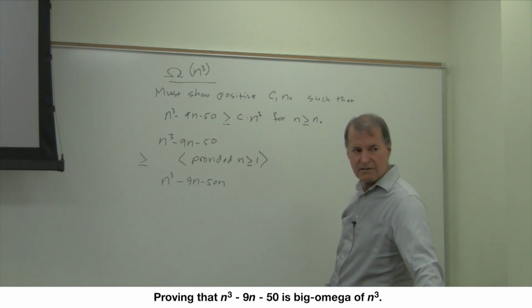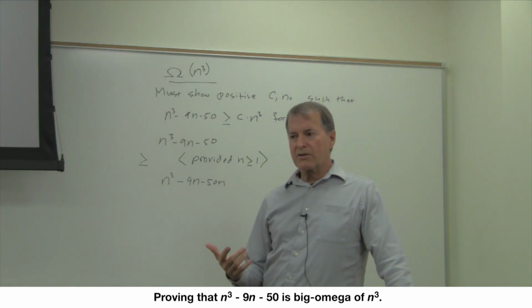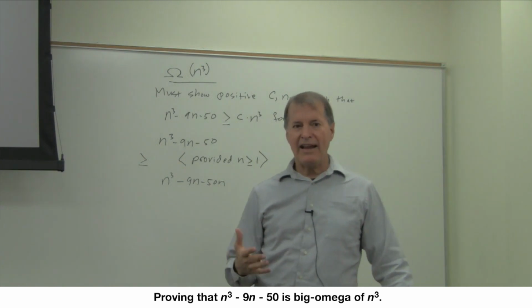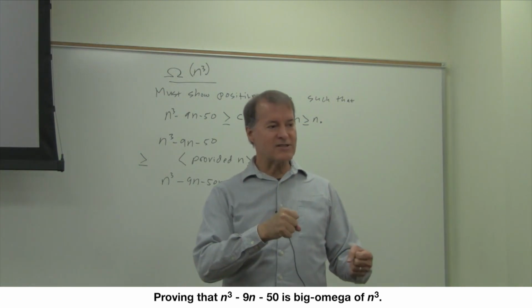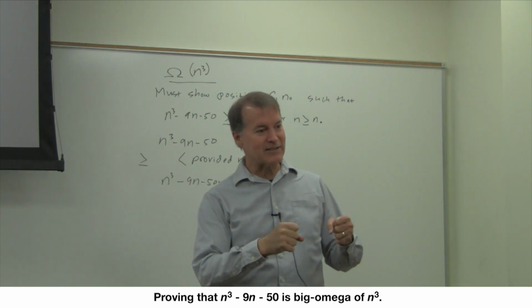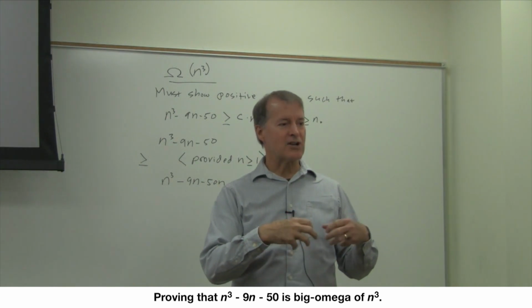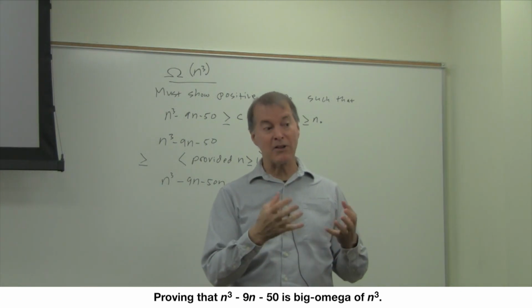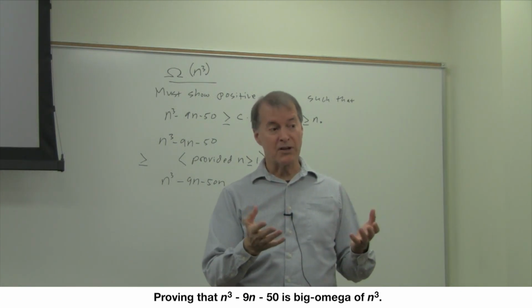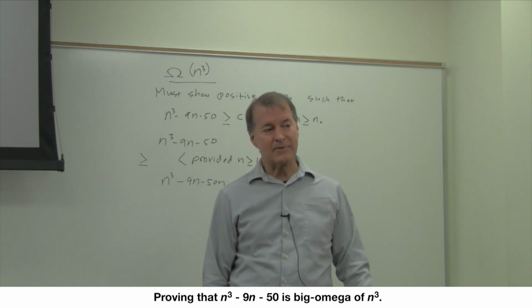How do you pick what you're going to make C? That's a good question. The question was, how do you know what to pick for C? And the answer is, any fraction will actually work. Only difference is, if you have a different C, you're going to get a different n naught. There's more than one pair that will make this true. All you need to show is the existence of a C and an n naught. If you come up with a different C and a different n naught, but it's still true, then you've proved it. So you could have C be a third if you wanted.